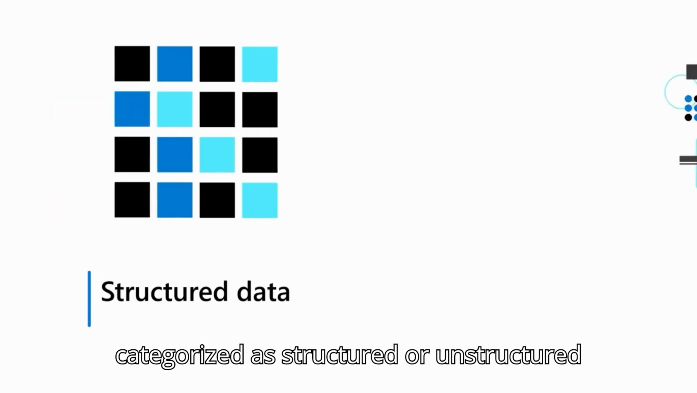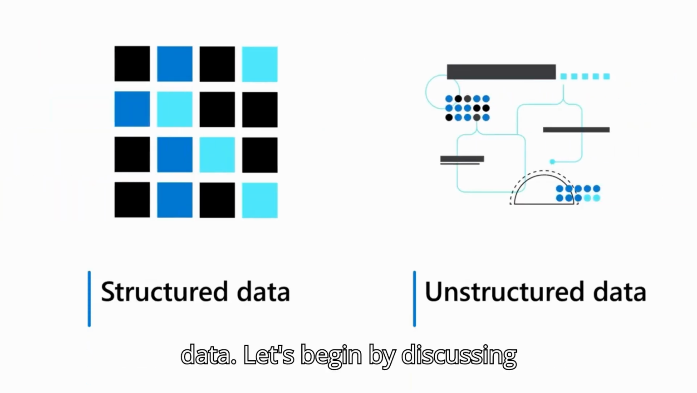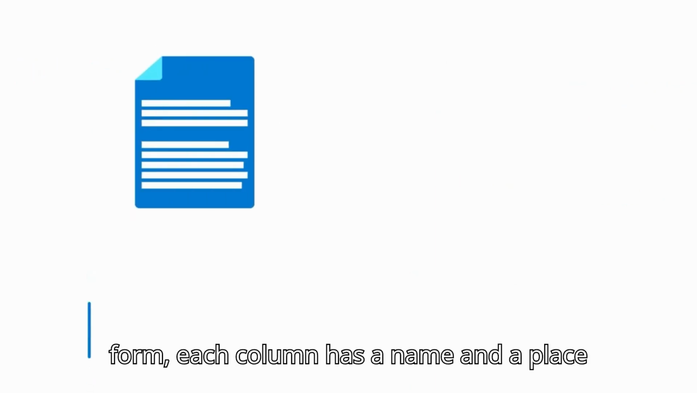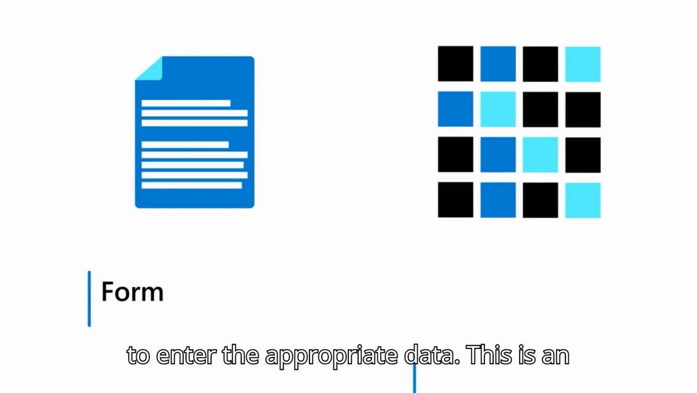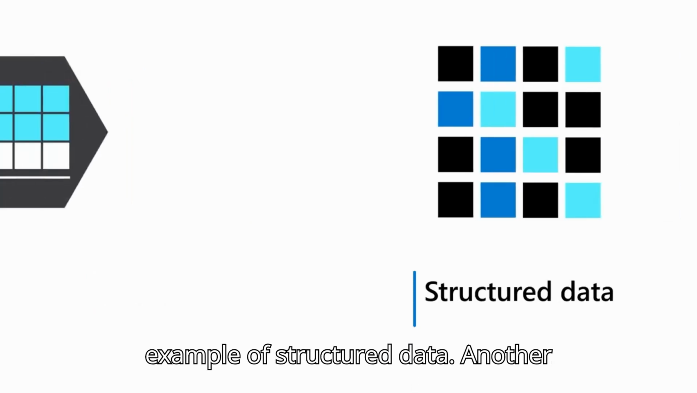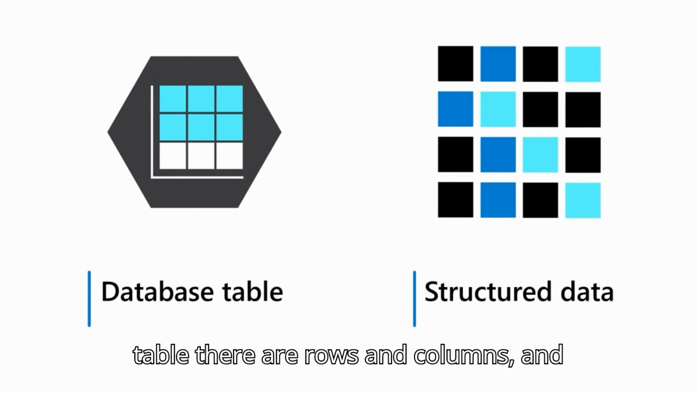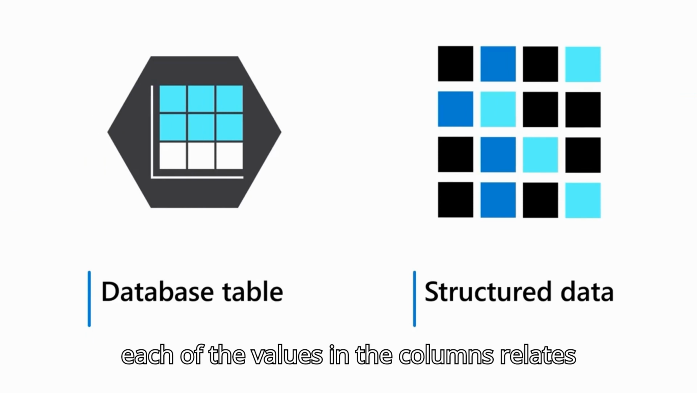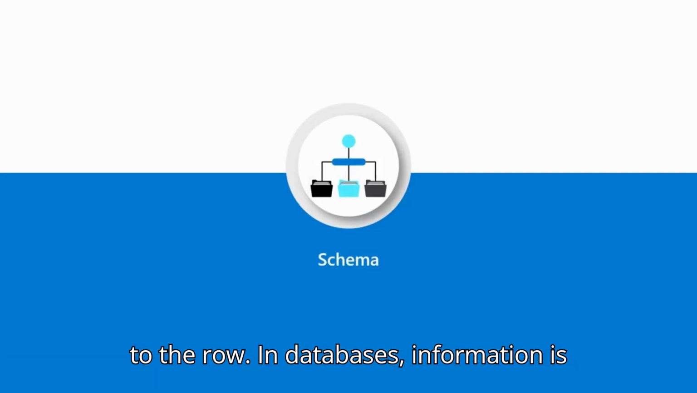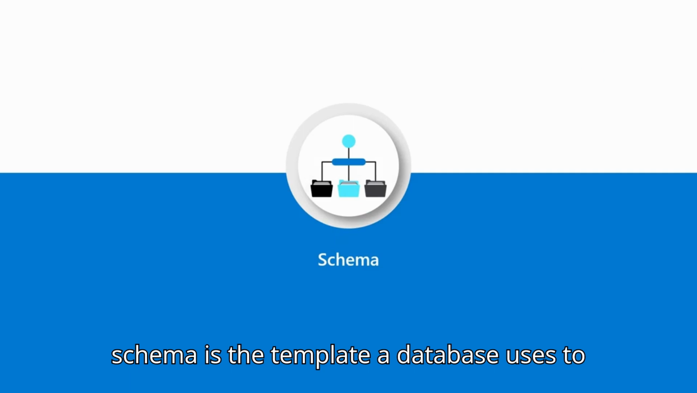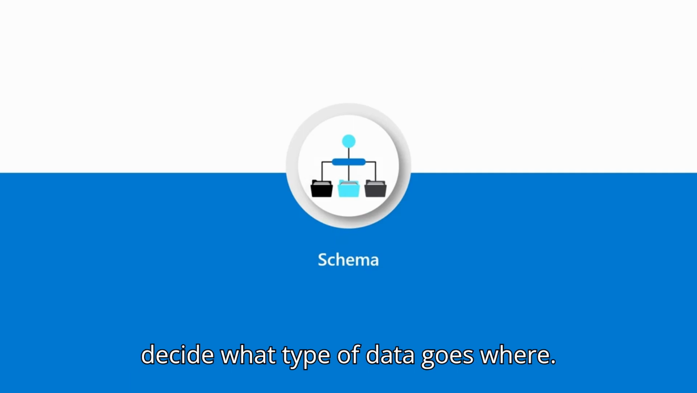Data is categorized as structured or unstructured data. Let's begin by discussing structured data. When you fill out a form, each column has a name and a place to enter the appropriate data. This is an example of structured data. Another example is a database table. In every table, there are rows and columns, and each of the values in the columns relates to the row. In databases, information is ordered according to the schema. The schema is the template a database uses to decide what type of data goes where.